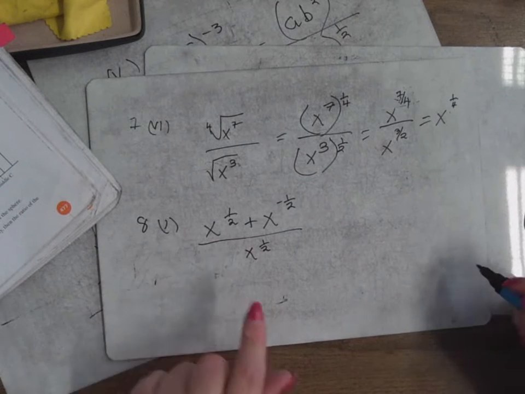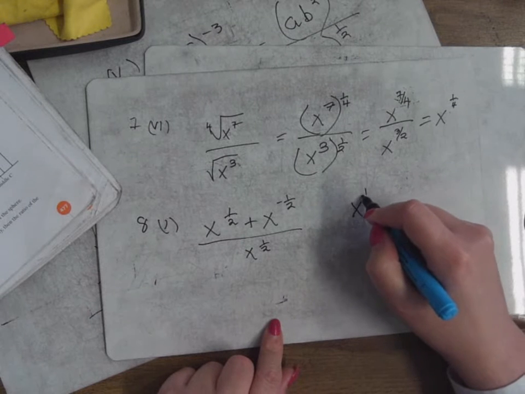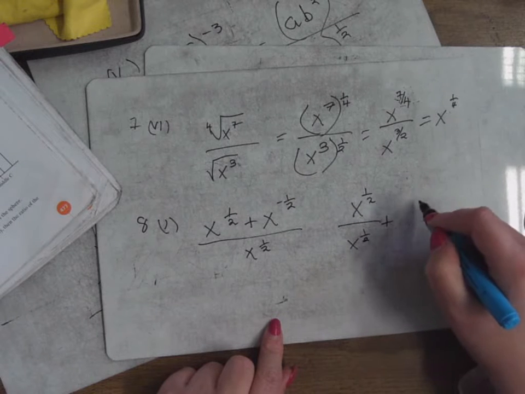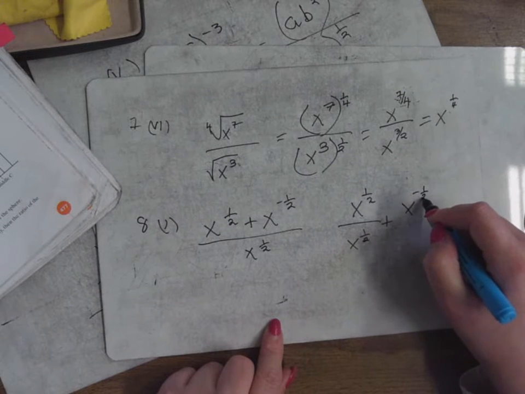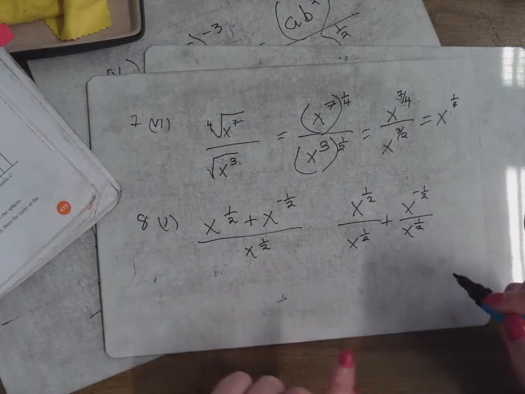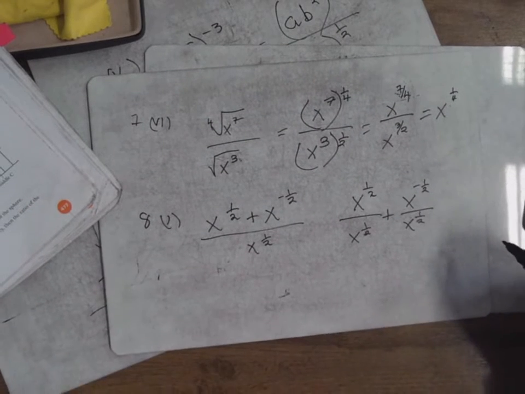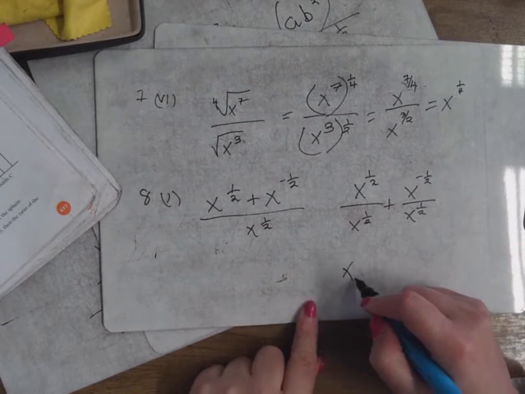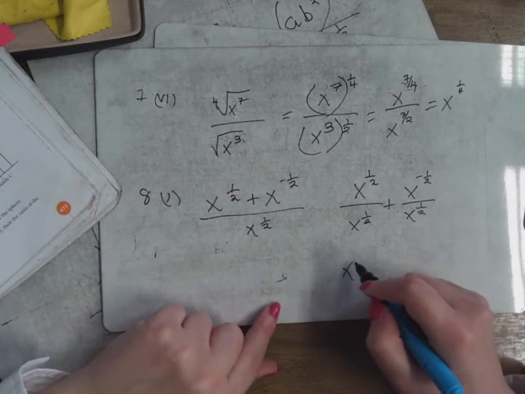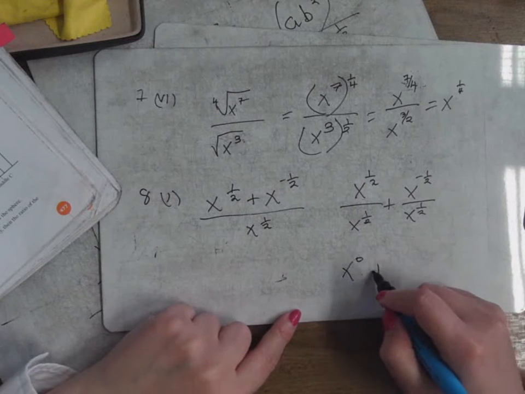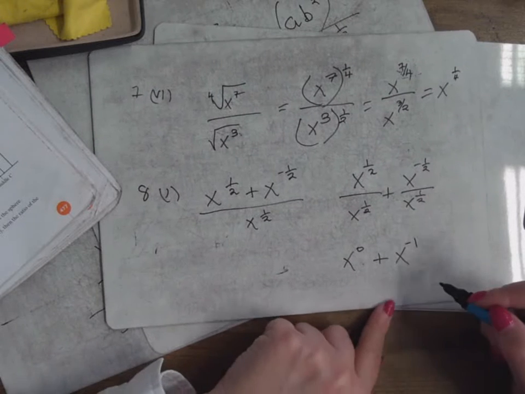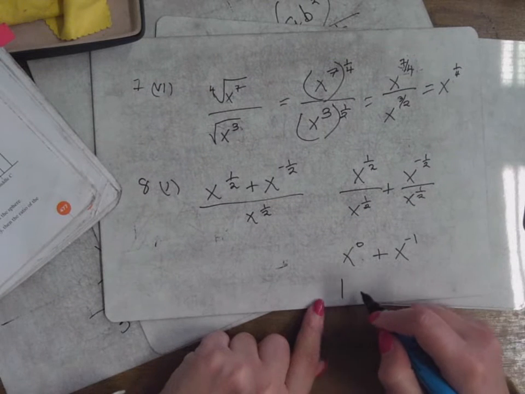But what you can do is give each term its own denominator: the first term divided by x to the power of a half, plus the second term divided by x to the power of a half. So instead of having them all over one common denominator, just give them the common denominator each. Then this is a division: x to the power of a half divided by x to the power of a half, subtract the indices. So it's a half take away a half, which is zero. And here, x to the power of minus a half, minus a half is minus one. Anything to the power of zero is one.